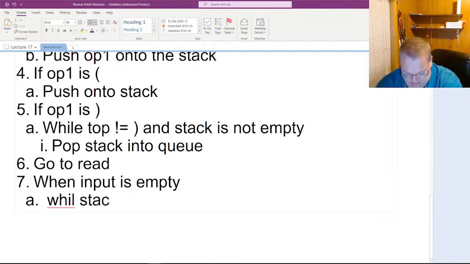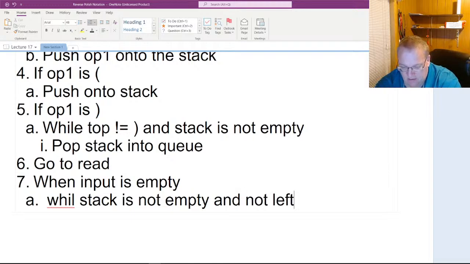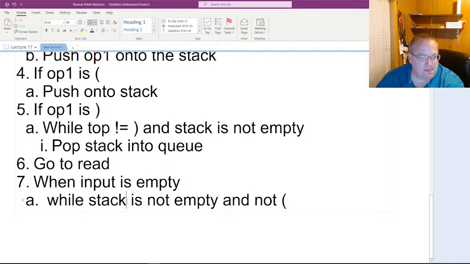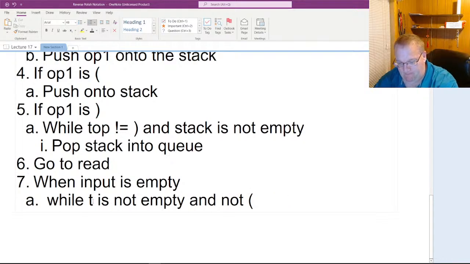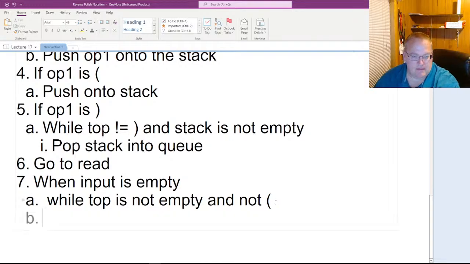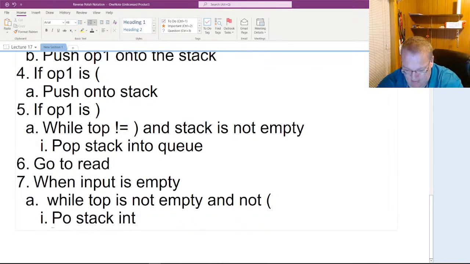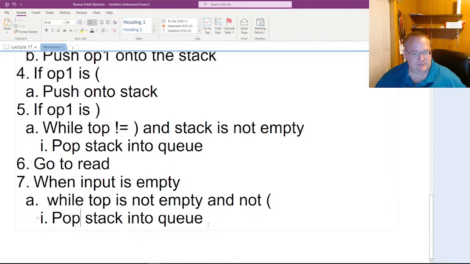While stack is not empty and not left parenthesis. Not stack, I should say, top. Pop stack into Q. Pop, not poo. Okay. Or pulp.